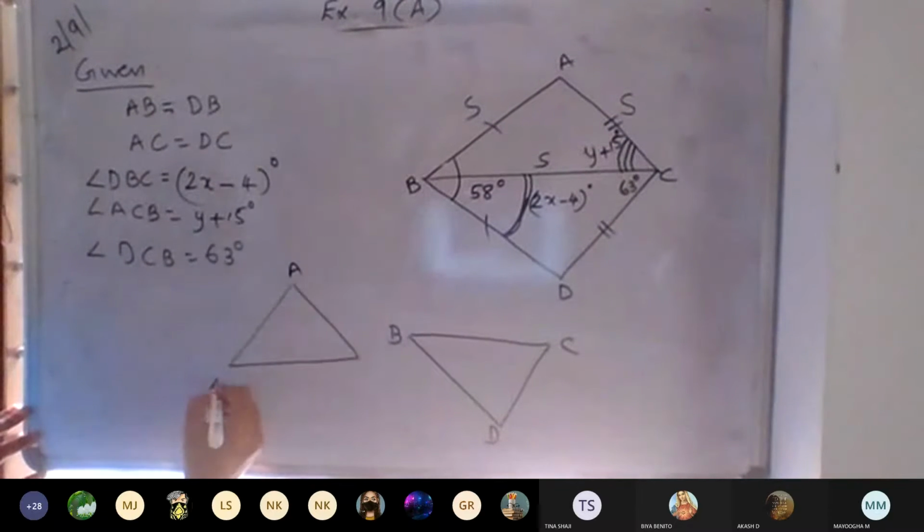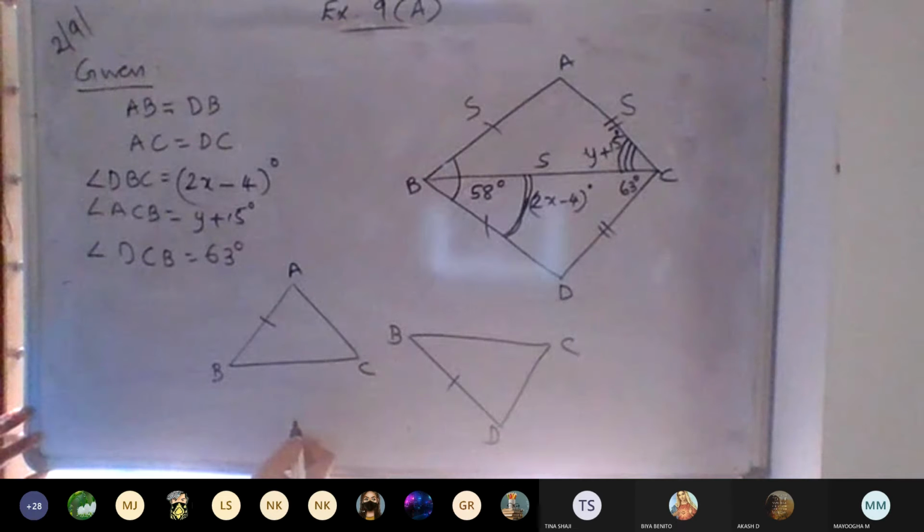So here A, B, C. A, B, only one line. B, D, one line. Then A, C, two lines. Then here, two lines.